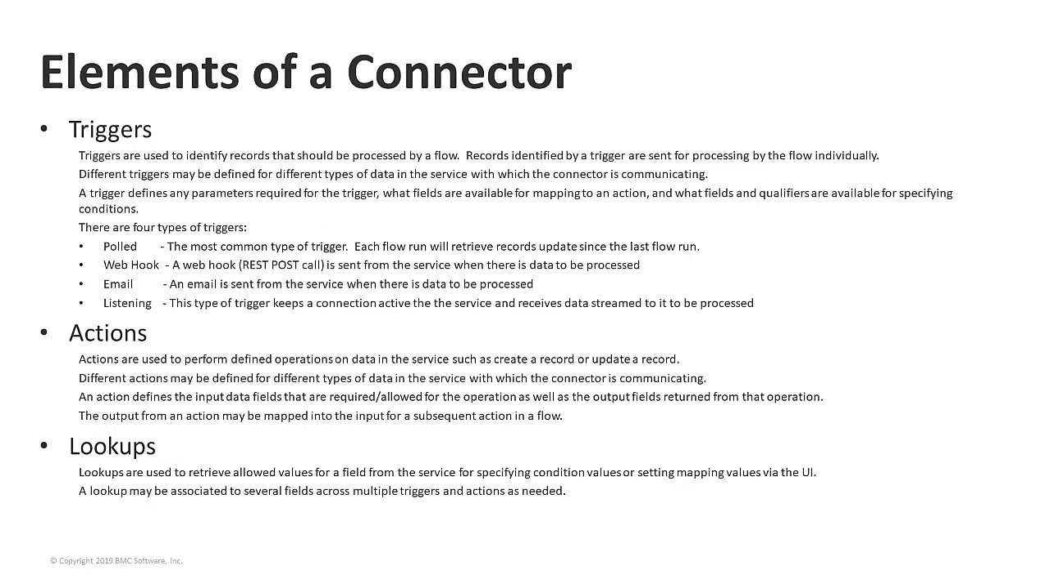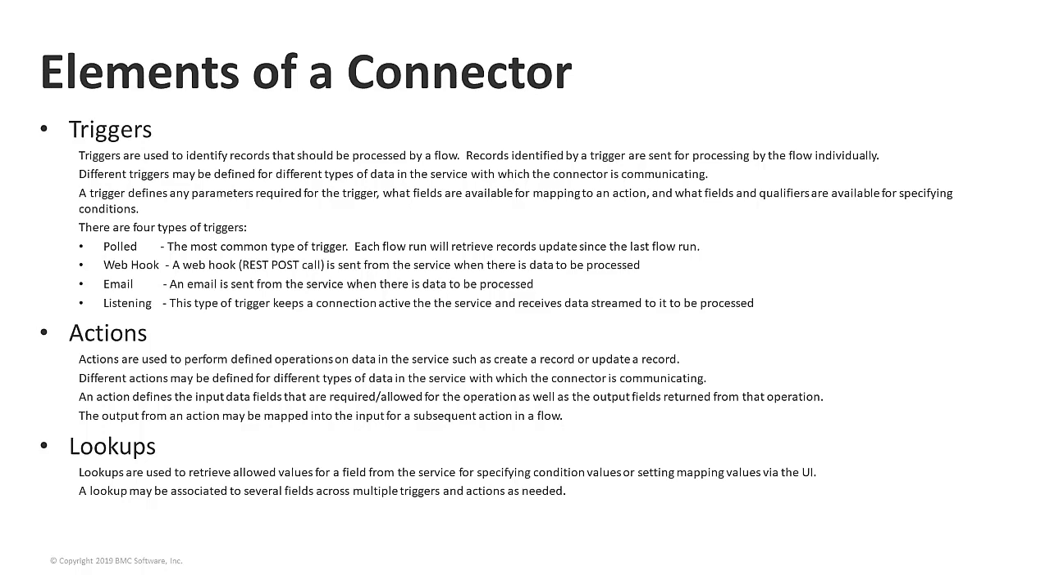Okay, so elements of a connector. A connector may have multiple of these things, but it has to have at least one trigger or one action in order to work. A trigger is used to identify records that should be processed by a flow. So it will go out and connect to your service and retrieve the records. The records identified by a trigger are sent for processing by the flow individually.